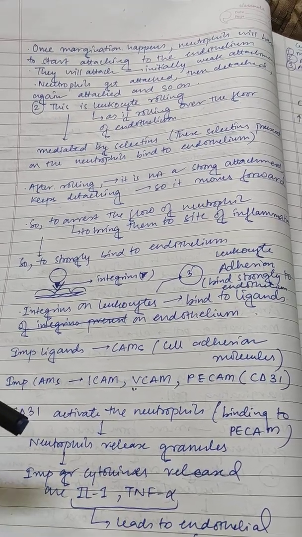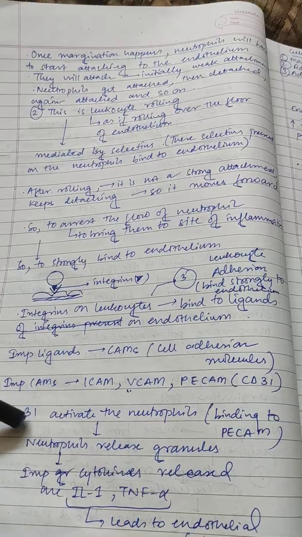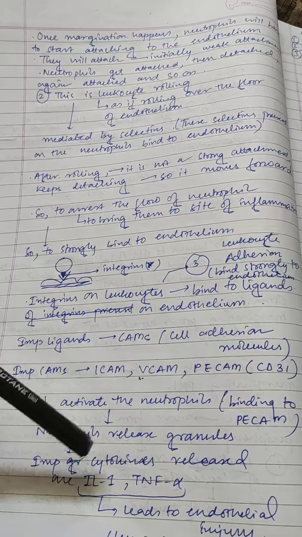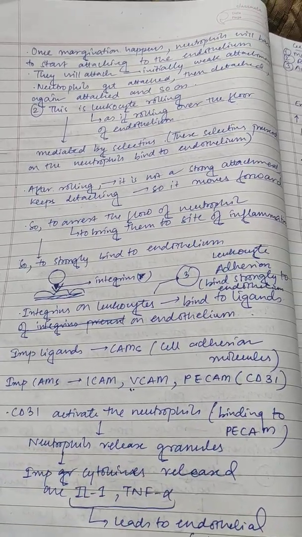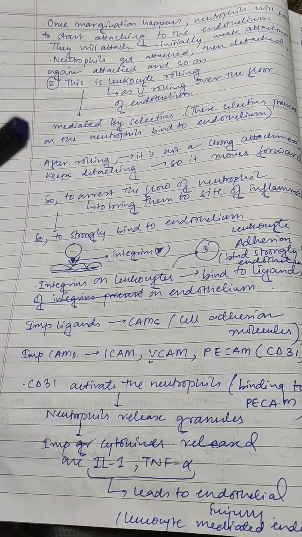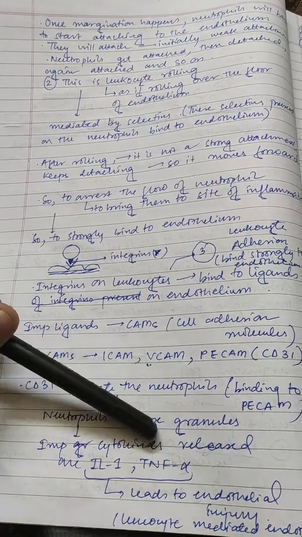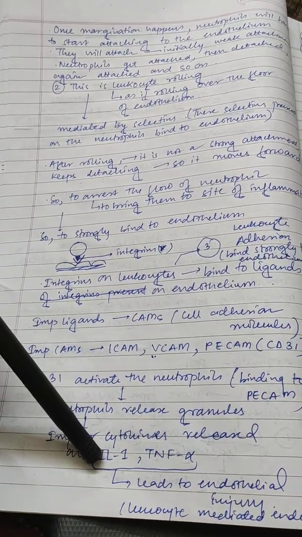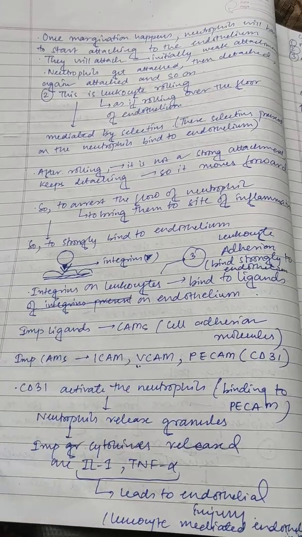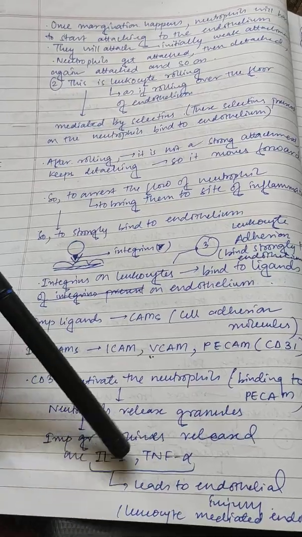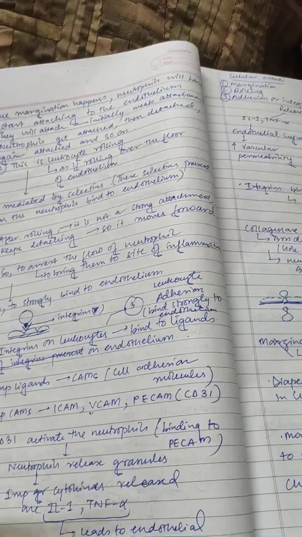CD31, this PCAM, will activate the neutrophils by binding. The neutrophils will release granules. Important granules are released, which I am going to talk about in a short while. And important cytokines are released as a result, two of them being IL-1 and TNF alpha. These two will lead to endothelial injury. This IL-1 and TNF alpha is very important, which leads to endothelial injury.